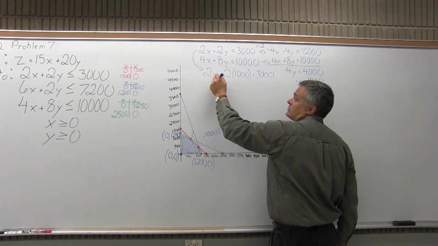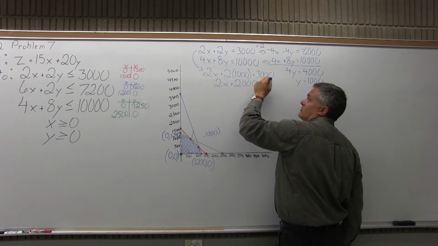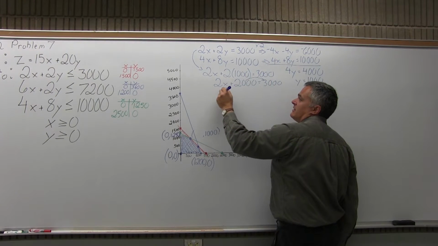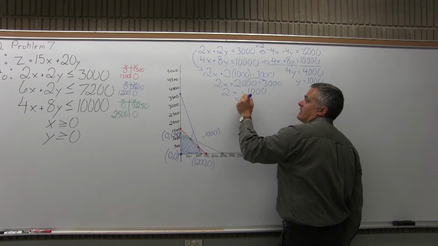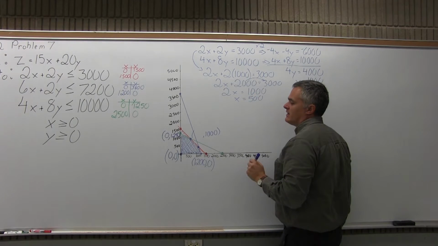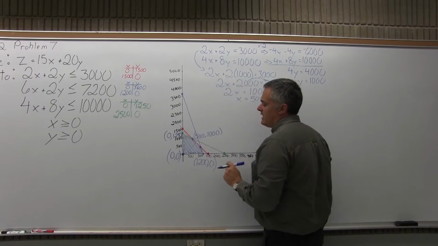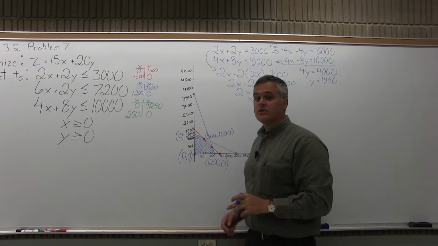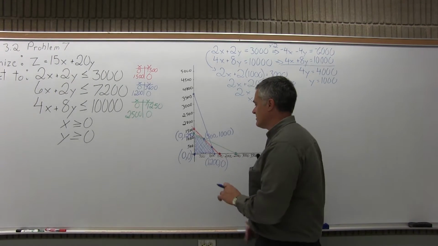2 times 1,000 is 2,000. So 2x plus 2,000 equals 3,000. Now, bring the 2,000 to the right side. I'll have 2x equals 1,000. Divide by 2, and x is 500. So the x coordinate of the point where the red line and green line intersect is 500. Now, looking at my graph, over 500 and up 1,000 seems to be pretty reasonable. So I feel that that is the right answer, most likely.